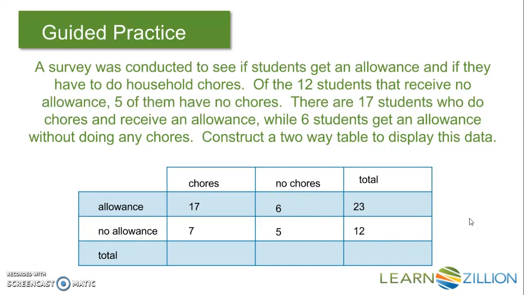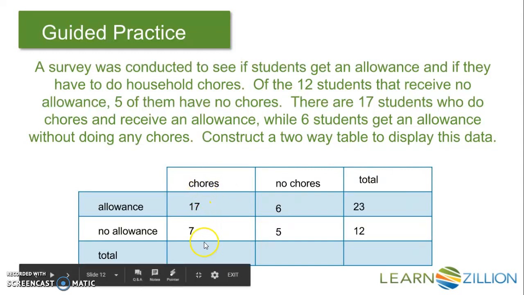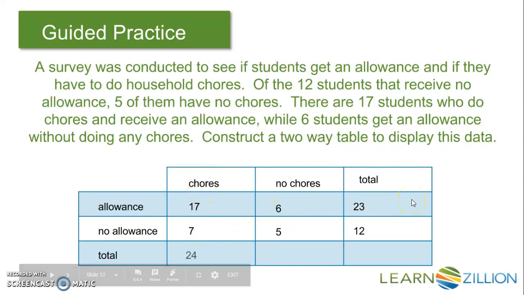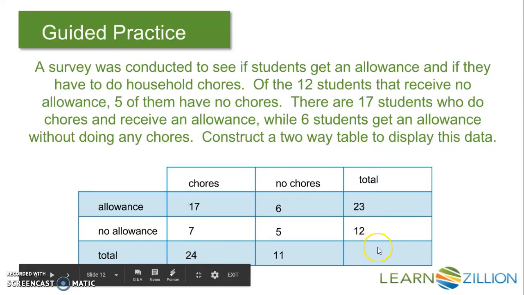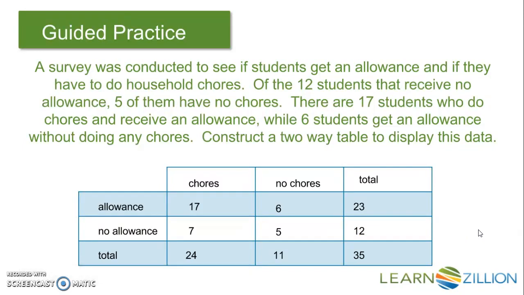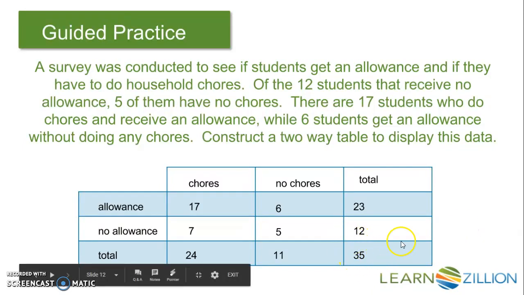All right, so now we can just do our totals. So chores, column, right? So 17 plus 7 is what? 24. 6 plus 5 is 11. 11 students do no chores. 24 do chores. And then our total, 23 plus 12 is 35. 24 plus 11 is 35. So 24 and 11 is 35, 23 and 12 is 35. So there's 35 students. That's like a class.